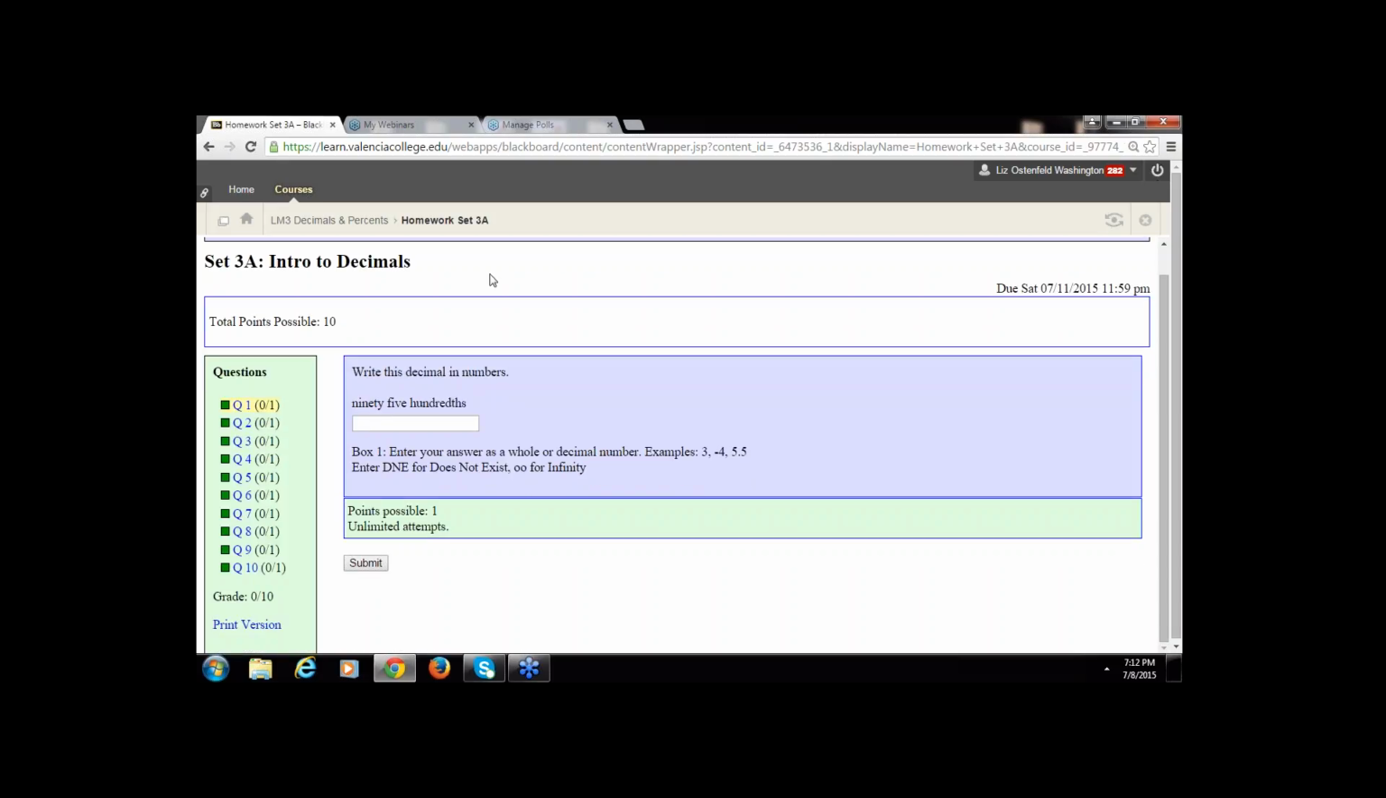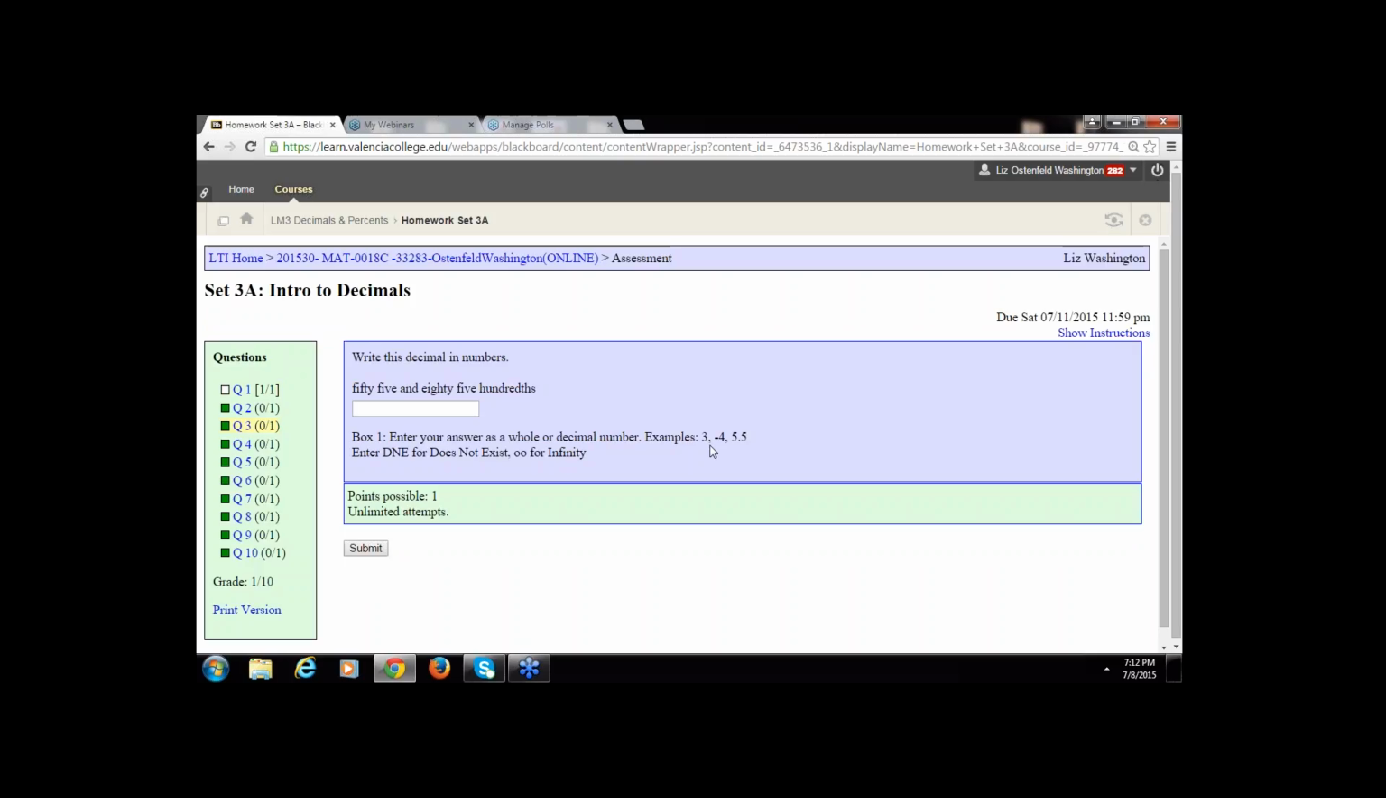Okay, Learning Module 3 starts with the basics. We have writing the decimal in numbers. So as you can see, there are words here, so we would actually have to type in what we're reading. It says 95 hundredths. So this means that we need to know our place values. I know that the first place value is a tenth, and then we have hundredths. So 95 hundredths would cover both of those places.